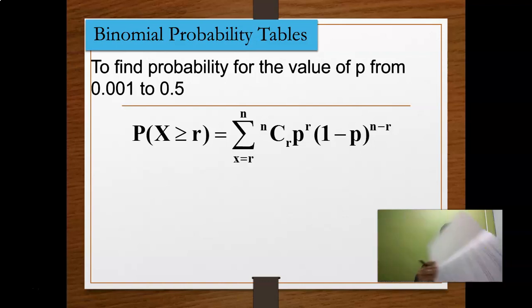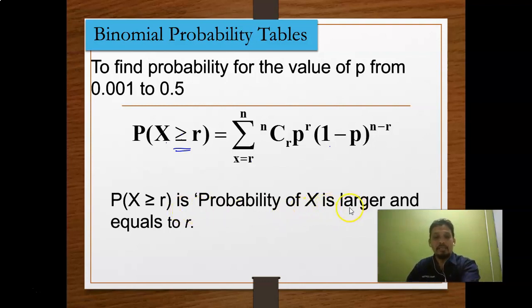The value that we get from this table is based on the probability of x greater than or equal. It is a summation, and we call this formula, from x equal to r until x equal to n. So every time you refer to the answers in this table, it is all based on the value of the probability of x greater than or equal to r.